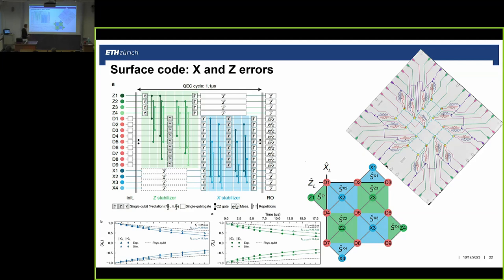And then there are logical lifetimes. There are the blue and the green things: this is for X eigenstates, this is for Z eigenstates, and you can see that logical lifetimes are actually worse than the black curves, which you can't really see here, but the black ones decay slower. So this is not a very good implementation of an error correction code, in the sense that the quantum memory that you've created decays faster than the qubits composing it.